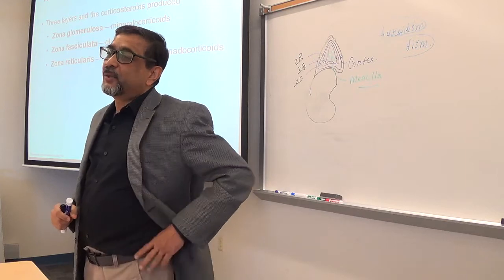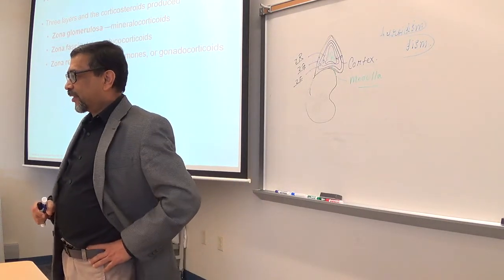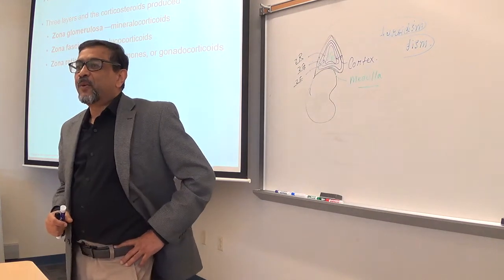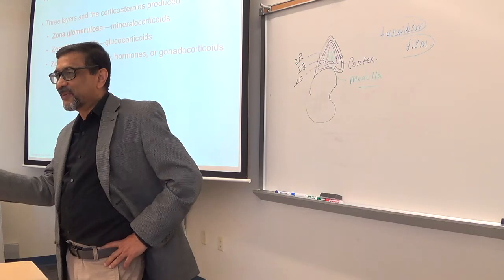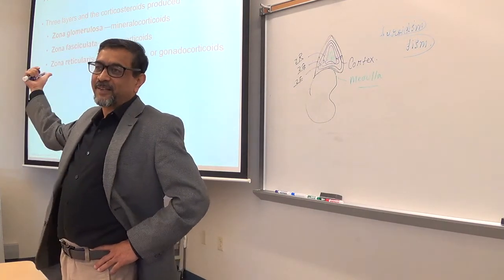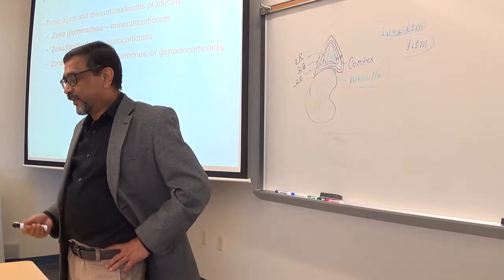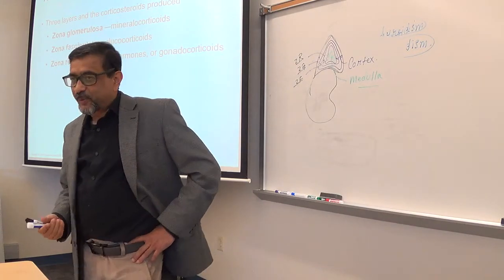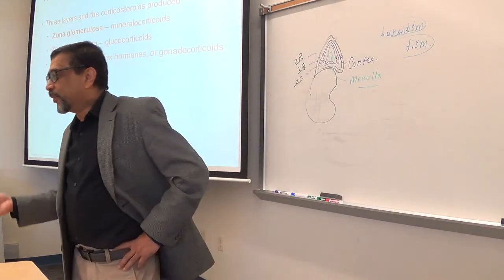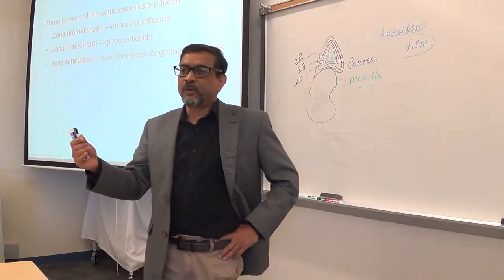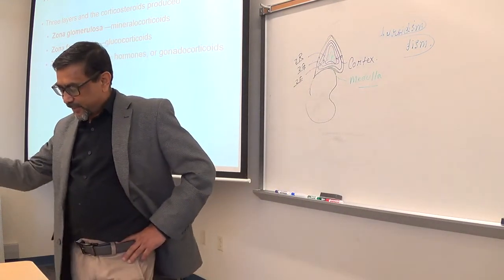Zona reticularis, sex hormones. You know that ovaries and testes, the gonads, produce sex hormones. But this layer of the adrenal cortex also produces sex hormones. Make sense? So those three layers produce three types of hormones, right? Mineralocorticoids regulate the minerals, glucocorticoids increase the glucose, and sex hormones.